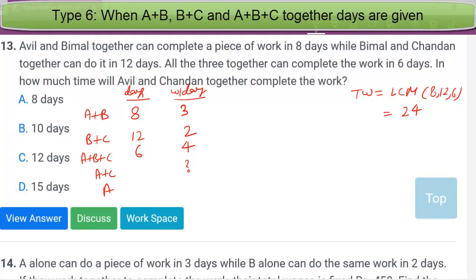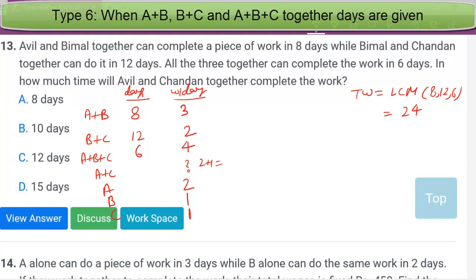So A is doing 2 work per day, and when A is doing 2 work per day, that means B is doing 1 work per day, because A plus B is equal to 3, right? And C is also doing 1 work per day, since B is 1. So when it comes to A plus C, 2 plus 1, that is 3.